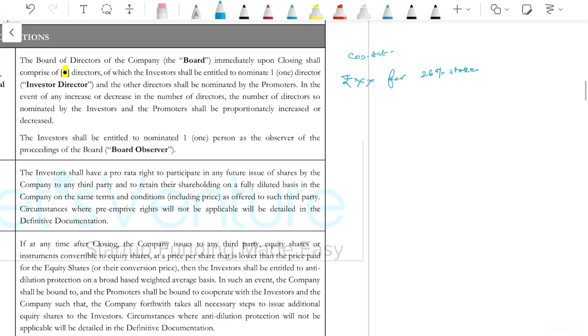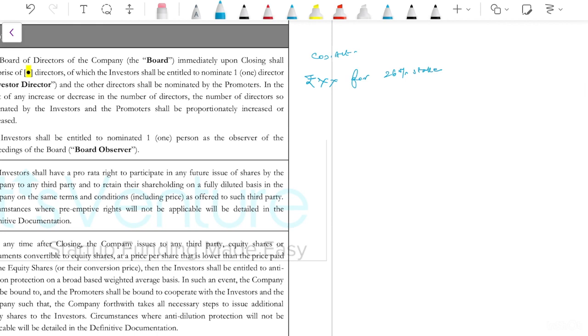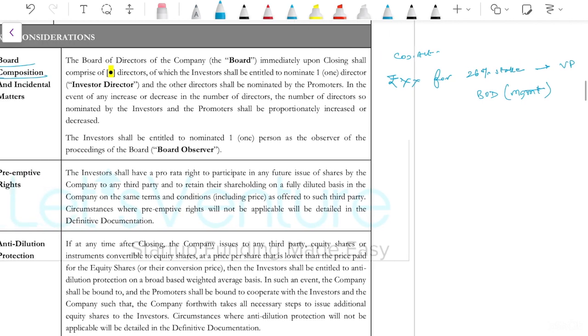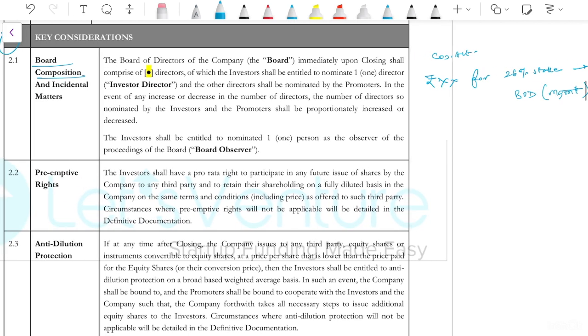So what I will do is say that okay, I have a stake in the company, which means my shareholding has a voting power in the company. But this voting power is as a member of the company. I do not have a voting power as a board of the company or as a management of the company, correct? And therefore, as an investor, I will ask the company for a seat in the board of directors of the company. Now let's read the clause.